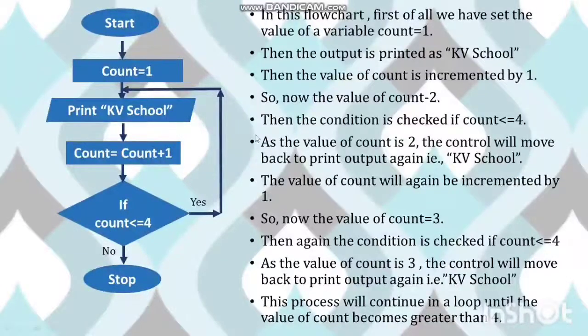So if it is yes, again it will print, and then what happens? Again the count value which was 4 will get incremented to 5. Now when it comes to the decision making, is 5 less than or equal to 4? No. The condition is not satisfied over here. So automatically it will come to stop.